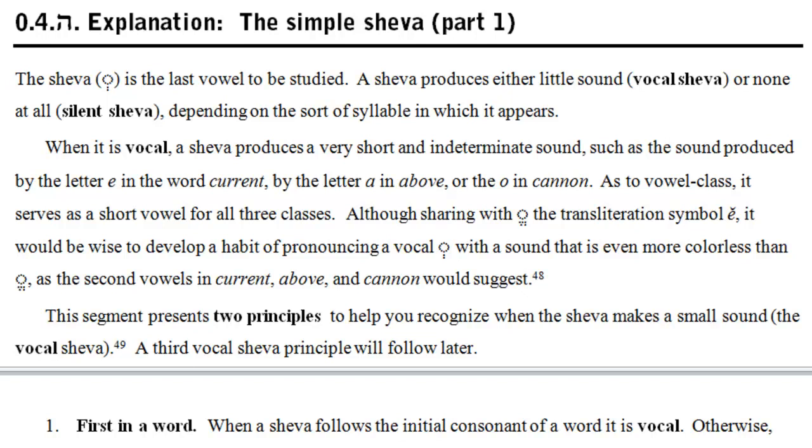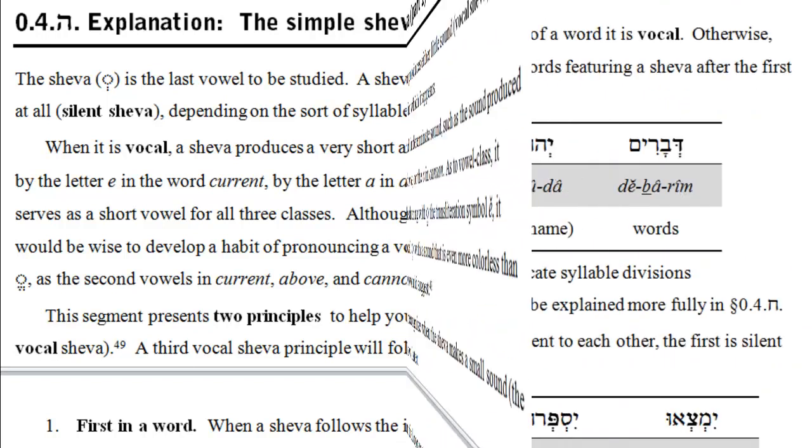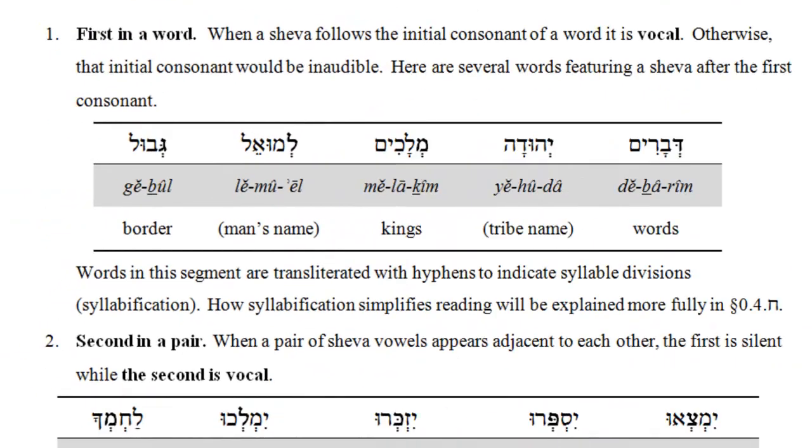Let's now take a look at 2 of 3 principles that make it easier to recognize when a Shava should be vocal, emitting a small sound. The first principle indicating when a Shava should be vocal is this: when the Shava appears as the first vowel in the word. Take a look at the 5 words you see presented below and notice in each where the Shava appears.